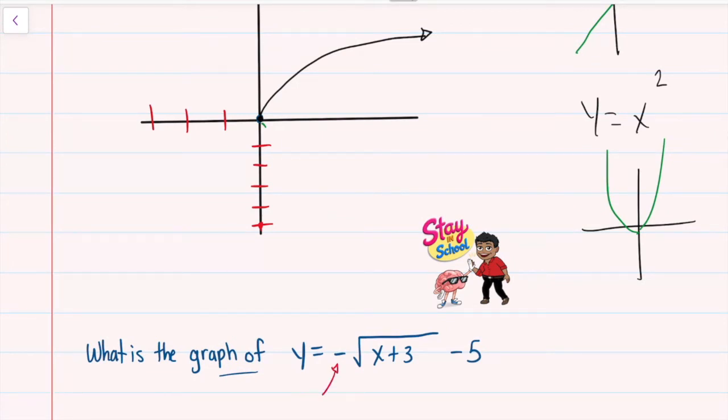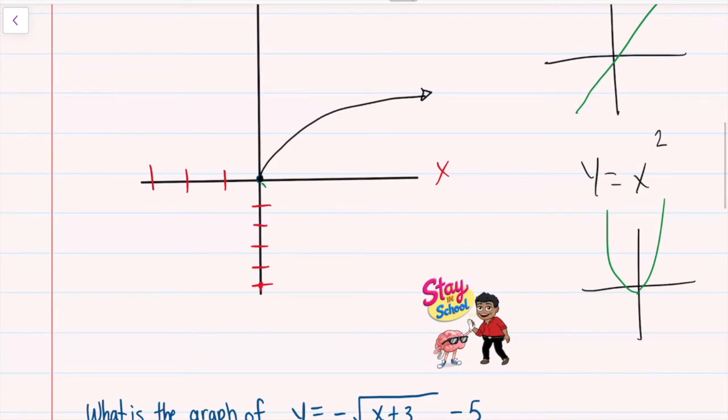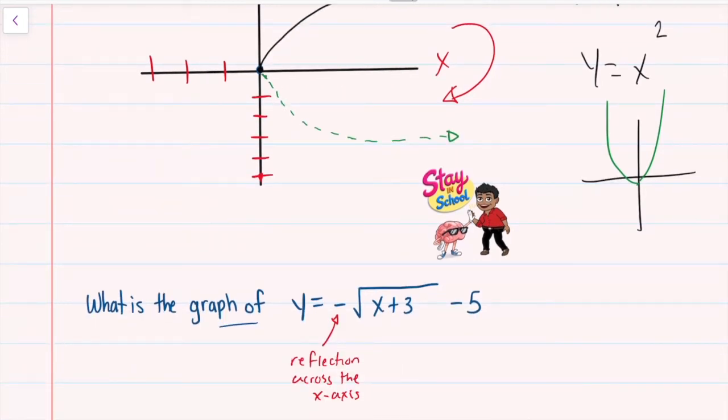Once you have a negative on the outside of the function, you know that's going to be a reflection. And when it's outside, it's actually a reflection across the x-axis. The x is right here, guys. If I make a reflection, it's basically going to look something like that. So we just did the minus. What else do we know?